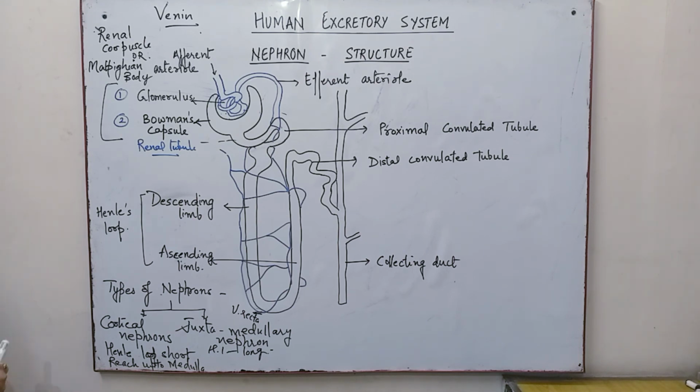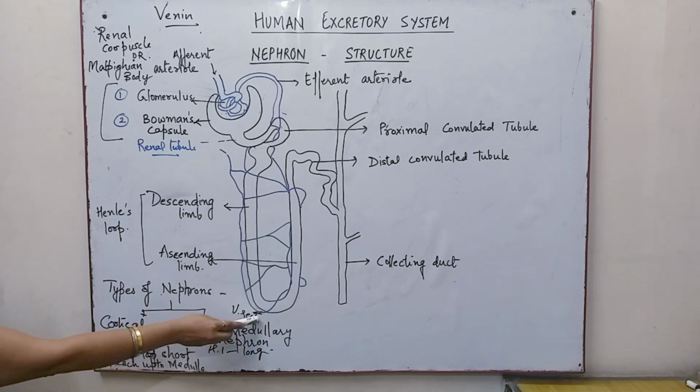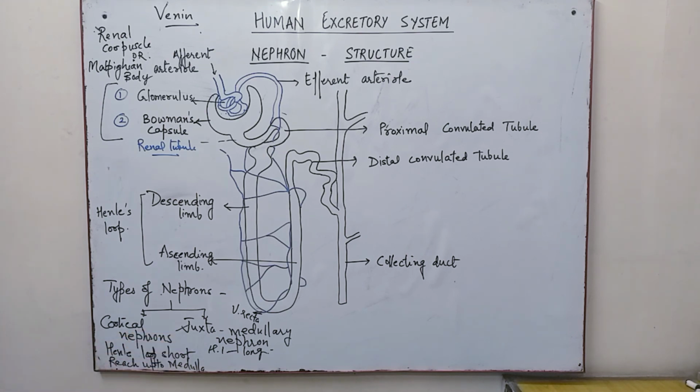Then there are two types of nephrons we have studied, that is the cortical nephrons and the juxtamedullary nephrons. The cortical nephrons have a short Henle's loop. They reach up to the medulla, or sometimes this Henle's loop may be reduced. Then also they may have vasa recta, which may be absent or highly reduced. Juxtamedullary nephrons, in which the Henle's loop is quite long, reach deep down inside the medullary region of the kidney. Also in them the vasa recta is very well developed, because these are actually taking part in the formation of the urine.